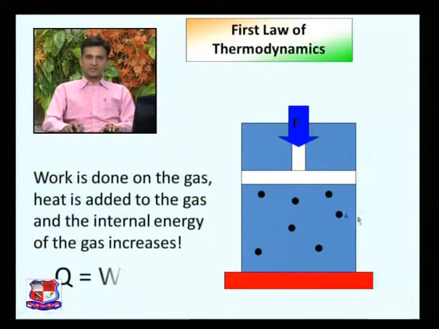Work is done on the gas. Here work is done on the gas. Heat is added to the gas from here and the internal energy of the gas increases, right? So Q is equal to W plus delta U.